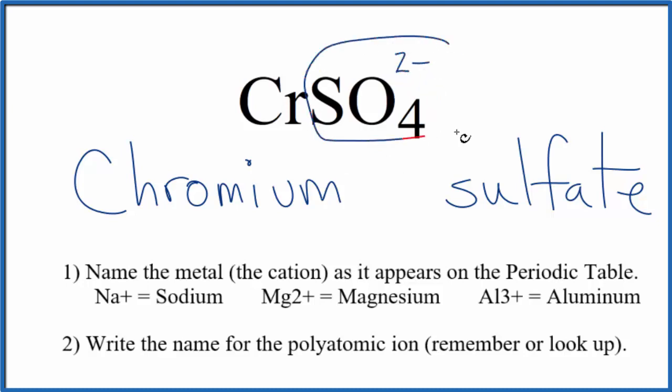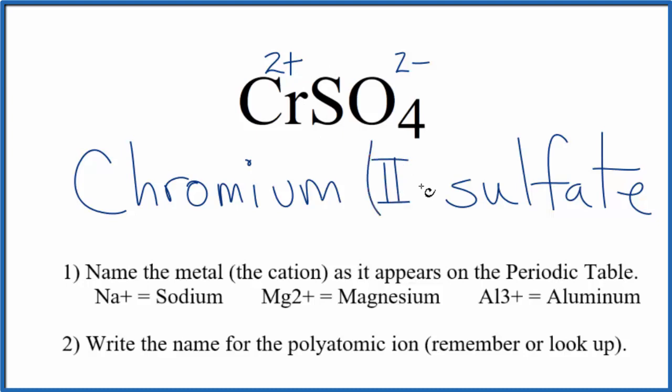So this is a great one to remember. So we have the sulfate ion, 2-. The chromium, to balance that out, have a net charge of 0. That has to be 2+. And to show that, we put a Roman numeral 2, we put it in parentheses, and the name for CrSO4 is chromium(II) sulfate.